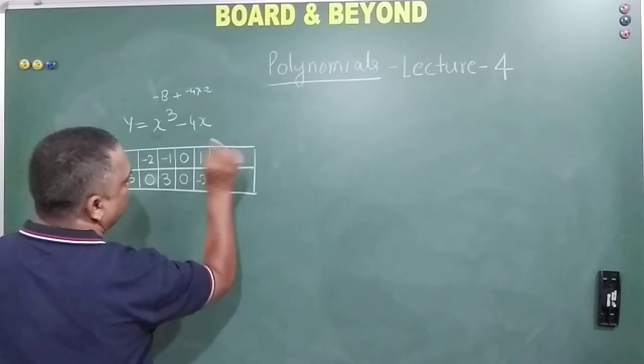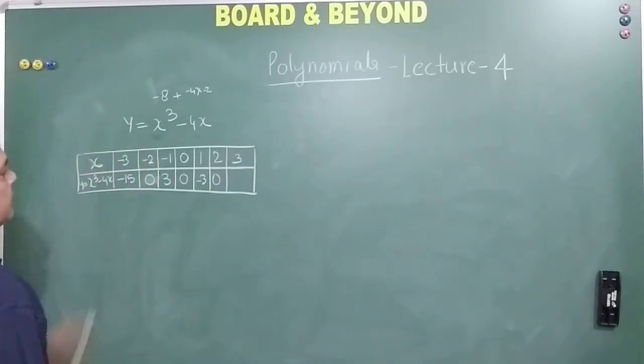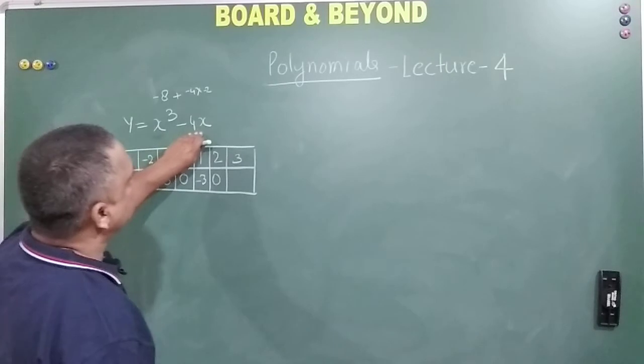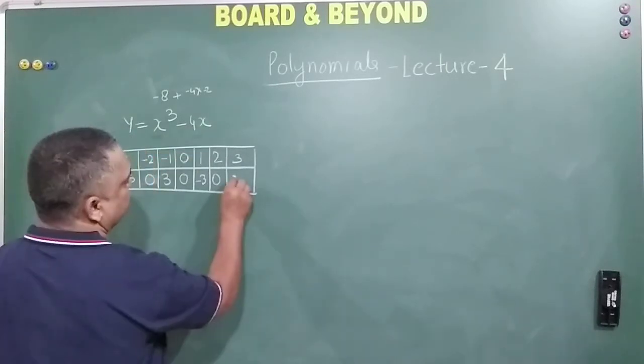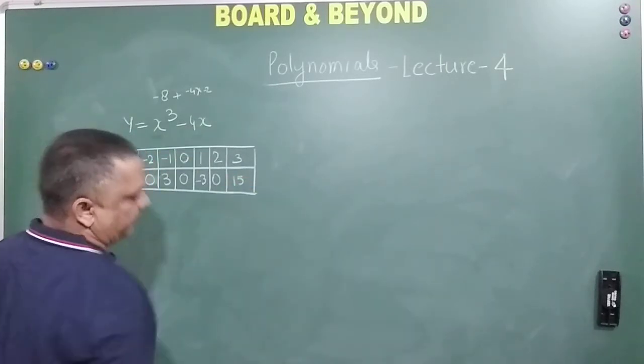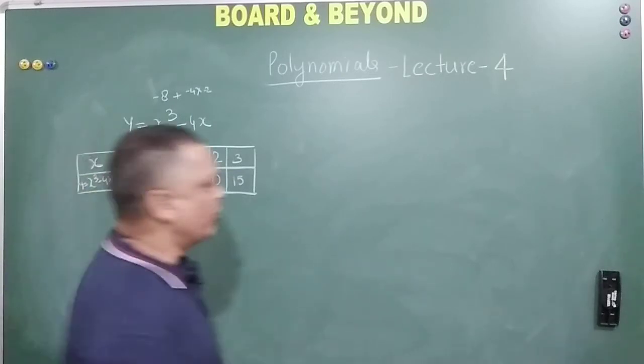Let us assume x is equal to 3. So this becomes 27 minus 12, that is equal to 15. Now let's start plotting it.